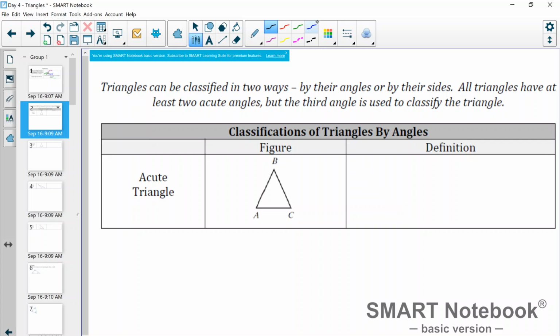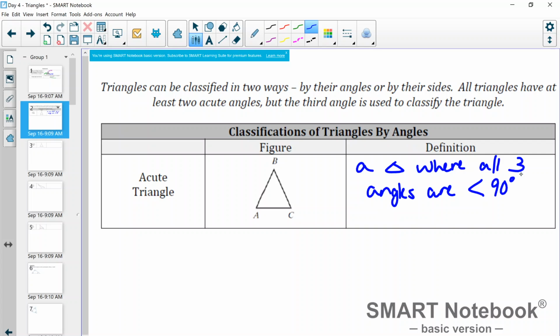Now, there are a few different types of triangles. One of them is an acute angle. Basically, what this means is a triangle where all three angles are less than 90 degrees. So A, B, and C, these angles, all three, are going to be somewhere between the 1 to 89 degree range.